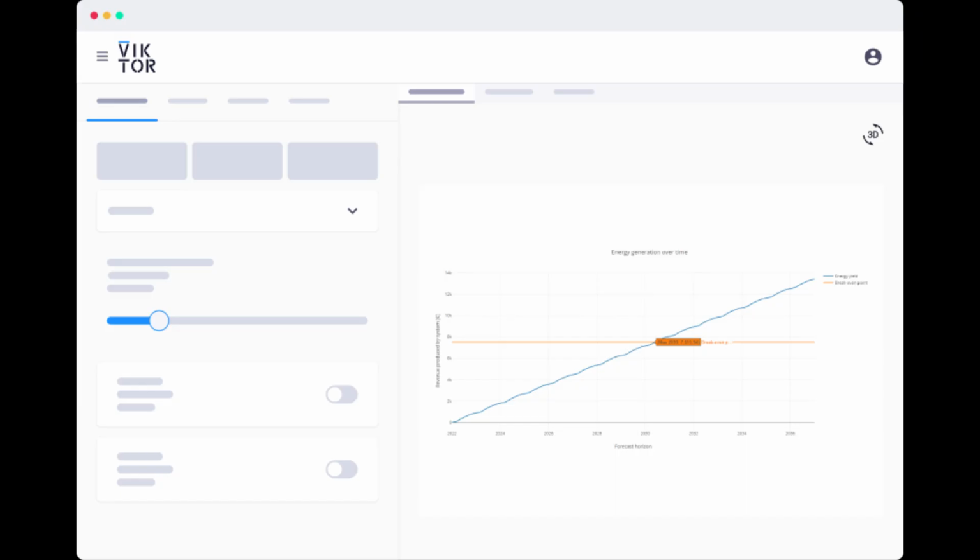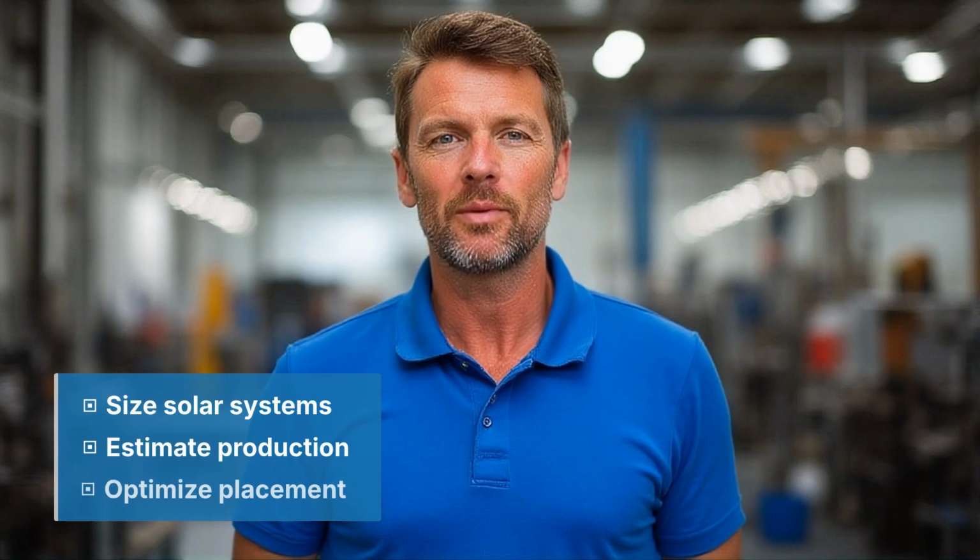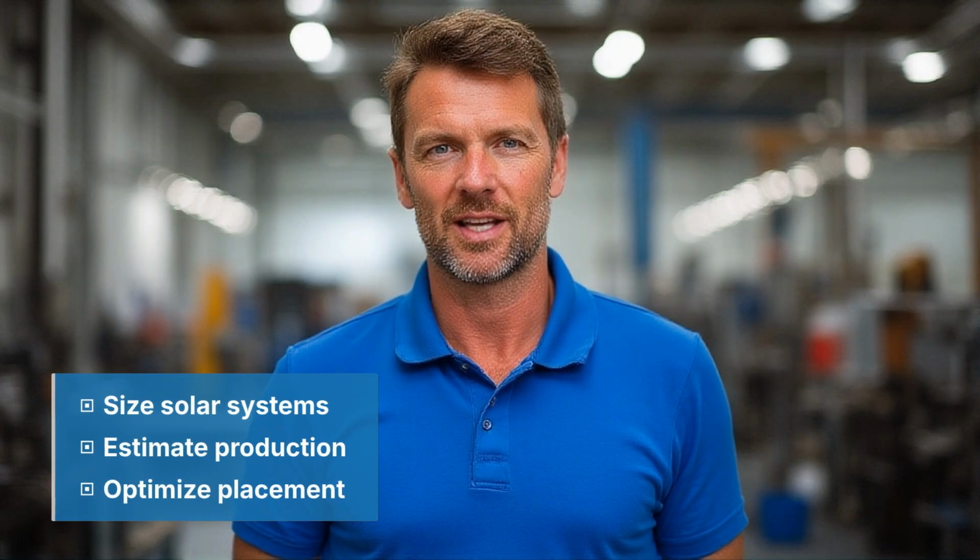After clicking Calculate, the calculator provides your daily solar radiation values, showing both direct and diffuse components, total daily insolation, and peak sun hours. These outputs help you size solar systems, estimate energy production, and optimize panel placement for your specific location and time of year.